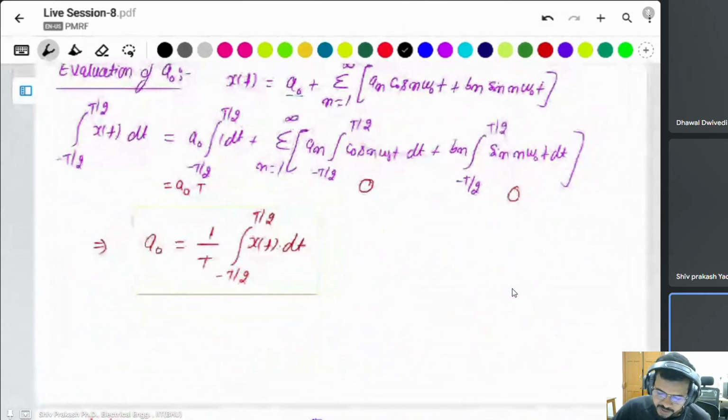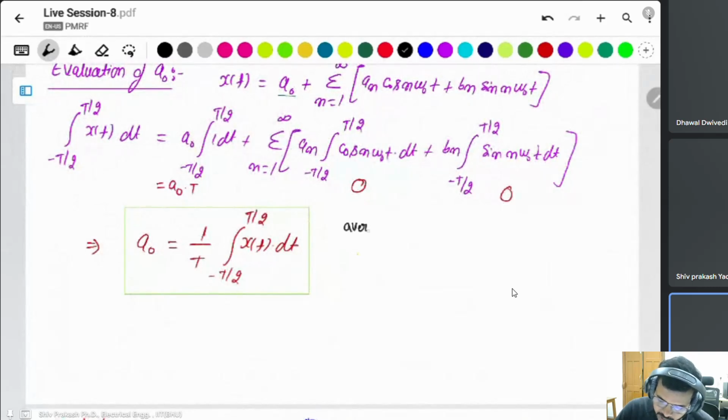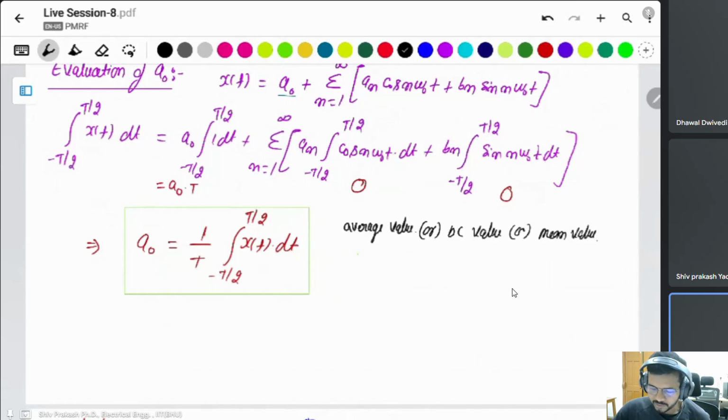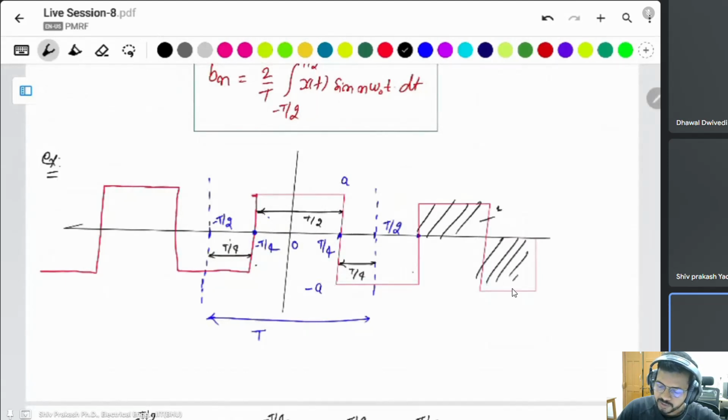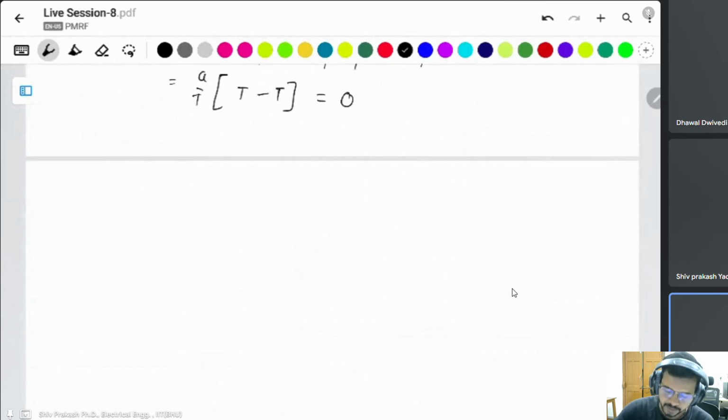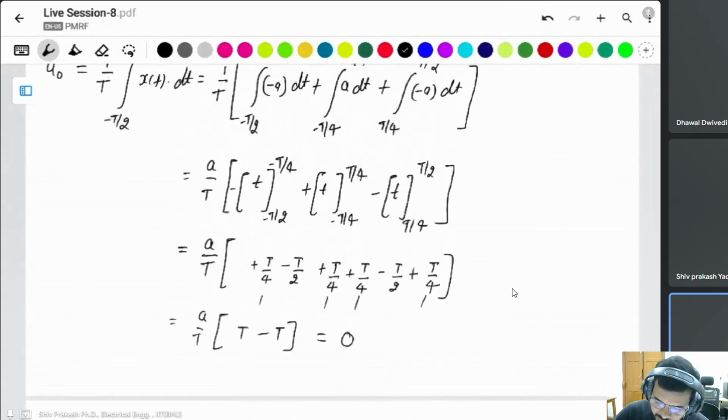A naught is represented as the average value, average value or DC value or mean value. Okay, it means the average of the signal. We can see here also the positive terms and negative terms will be the same, then positive and negative have the same area, then the average of this one will be 0. Okay, so it will be proved by the mathematical also.